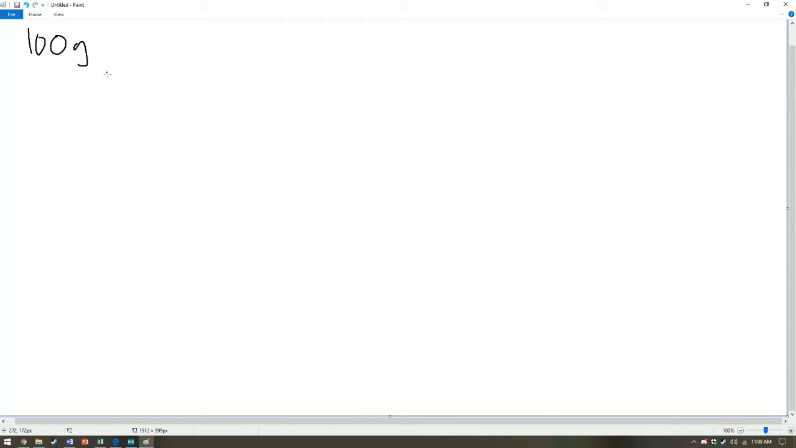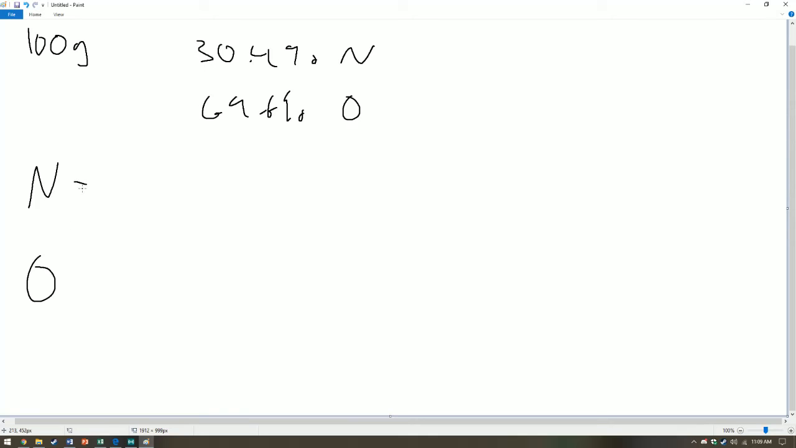Since we know that 30.4% of that mass is nitrogen, and 69.6% of that mass was oxygen, I intentionally chose 100 grams here because the math was easy, but you could have chosen different numbers and it would have worked just fine. So again, separating our elements here, we get 30.4 grams and 69.6 grams. That's the mass of nitrogen in the compound.